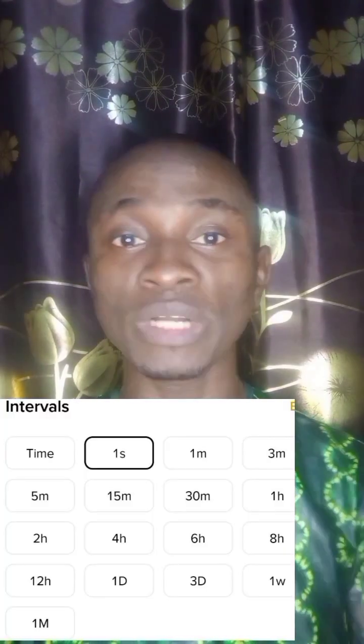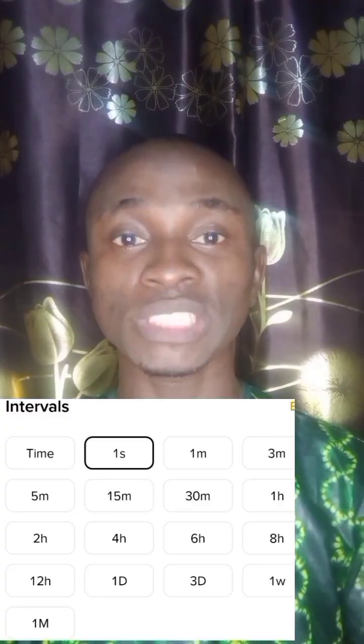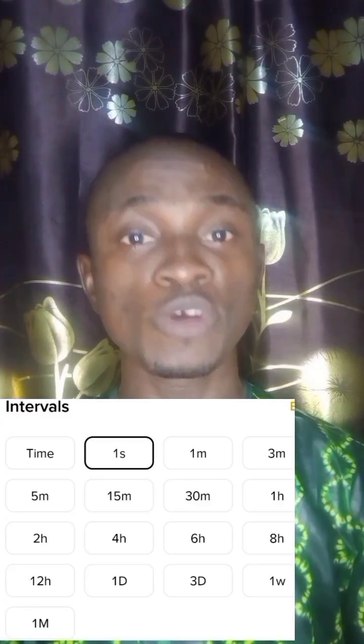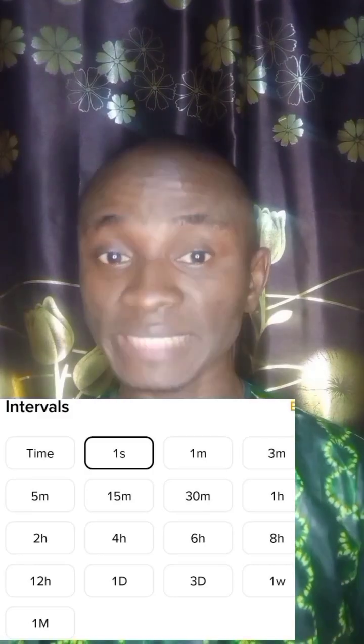A candlestick simply shows what happened to the price of a token within a certain time frame, maybe 1 minute, maybe 2 minutes, 5 minutes, 1 hour, 4 hours, or 24 hours. So one candlestick is equal to the full story of what happened in a certain time frame.